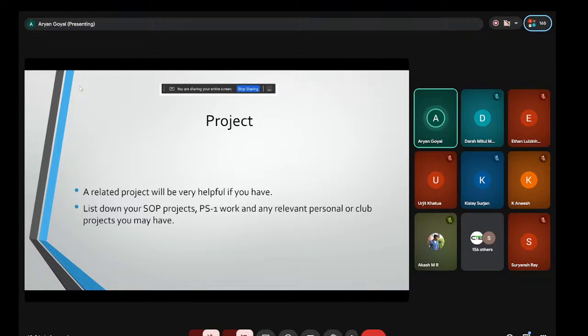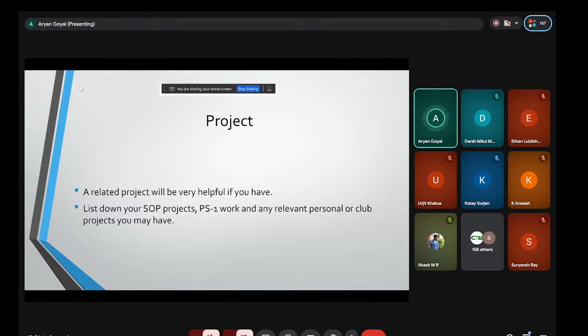And what projects you can list down, as Urjit also covered: your SOP projects, PS1 work, any relevant personal or club projects you may have. Now, what I mean by related project is a very luck-based thing, to be fair, because everyone works in a different domain. You don't know what domain your interviewer might be working in. But generally, digital or some hardware-related project might be related to their field, and they might ask you a lot of questions if the work you have already done is similar to what they're expecting.